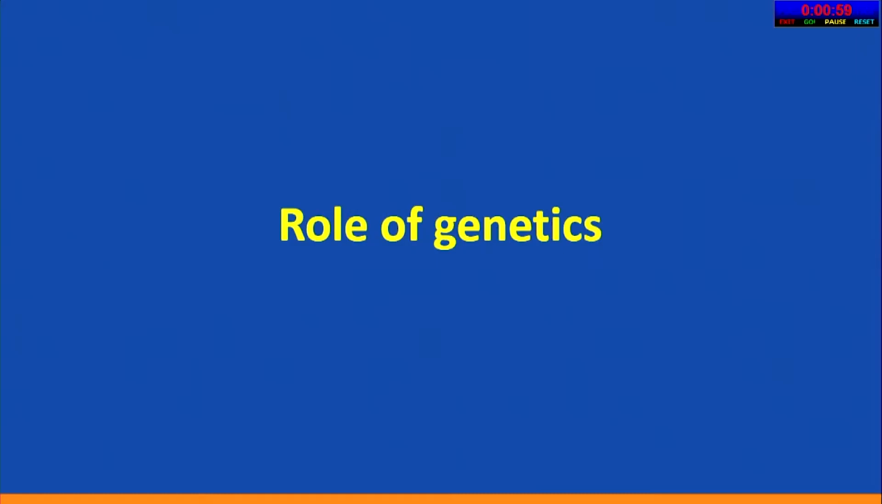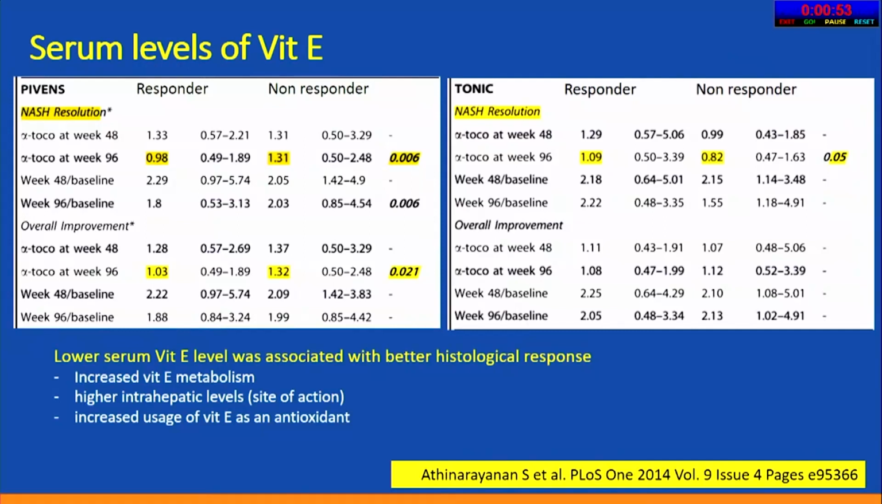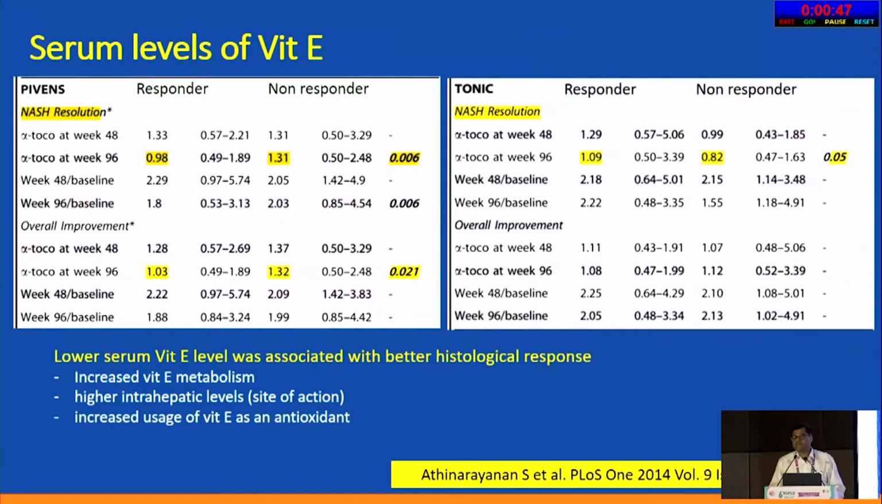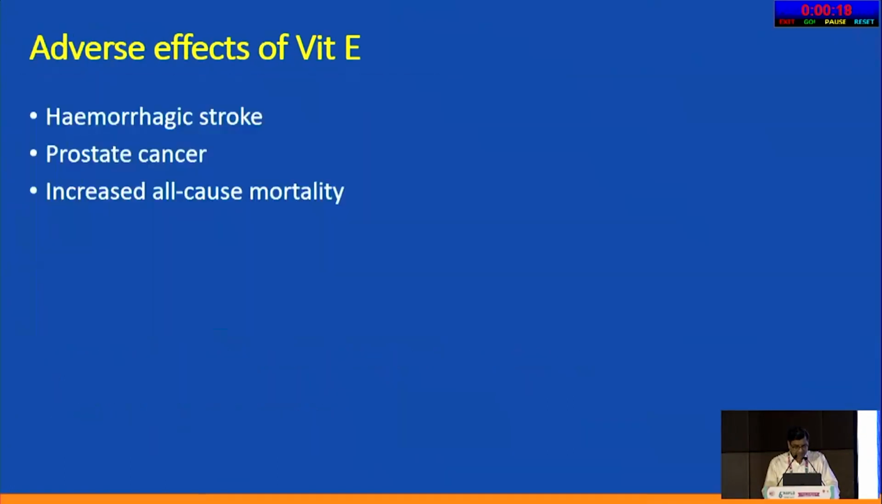So just a last slide about the role of genetics, because this was the one study where they have taken data from the well-known PIVENS trial and the TONIC trial and measured the serum vitamin E level at different time intervals, and shown that those who were responders to vitamin E had a low vitamin E level as compared to those who were non-responders. And this low level could be the effect of increased vitamin E metabolism, higher intrahepatic use of vitamin E, or storage of vitamin E in the liver. So anything could be the factor. They have identified some genetic mutations also, which I have not gone into.